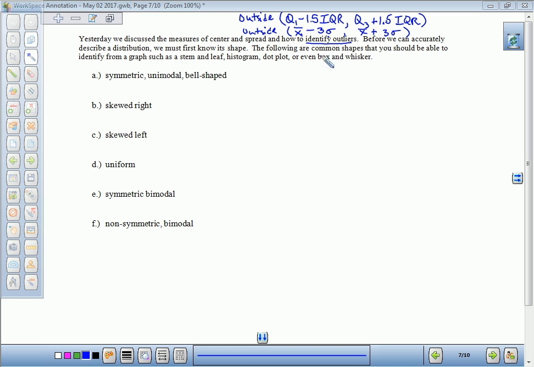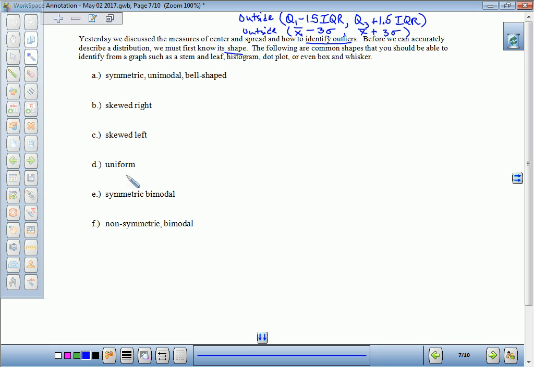Okay, so those are our measures of center: mean, median, mode. Spread: range, IQR, and standard deviation. Outliers: these are our methods of finding them. Today, we're going to add another way to describe our data distributions, and that is with the shape of the data.